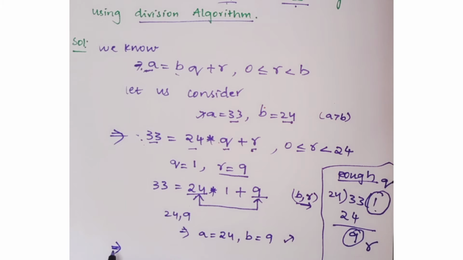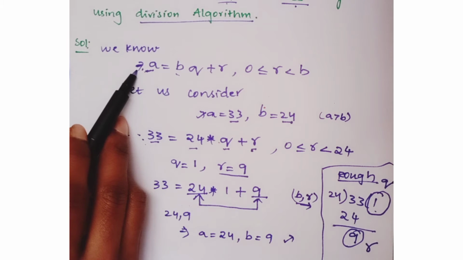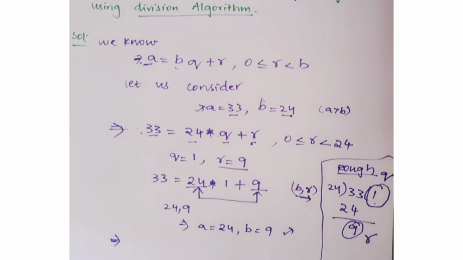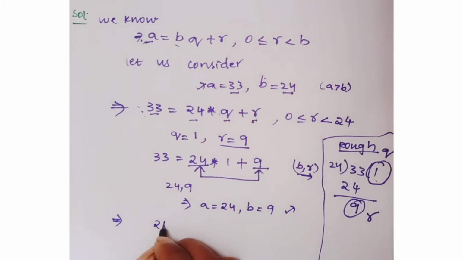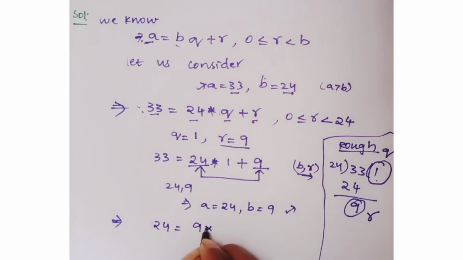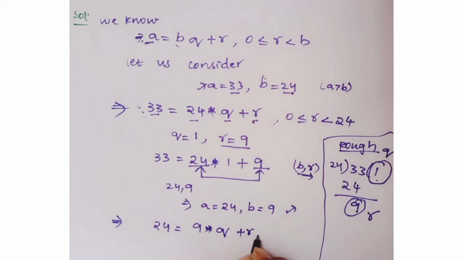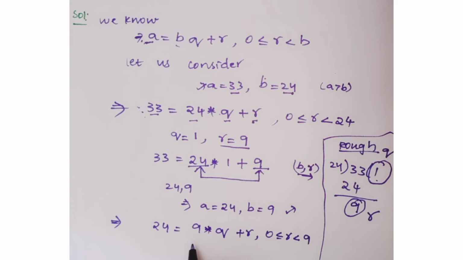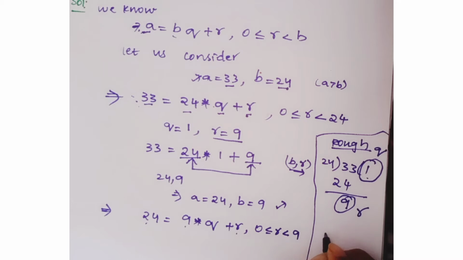When I apply the division algorithm, that is this, A equal to BQ plus R, then I get the equation as 24 equal to 9 into Q plus R, where 0 less than or equal to R less than 9. So this is the equation I got when I substitute A equal to 24 and B equal to 9. Now to get the values of Q and R, you need to divide 24 and 9. So when I divide 24 and 9, you need to divide it in rough work.